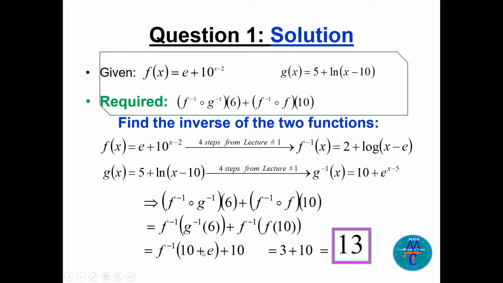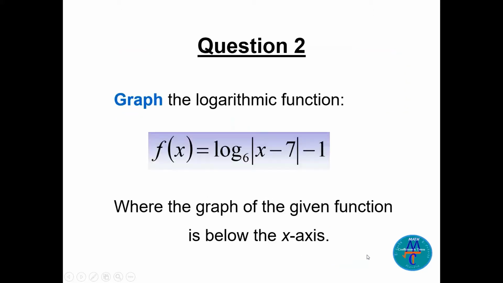Now I put 10 plus e in the inverse of f here. So in the x, I put 10 plus e, and there is a minus e there. So it will be log of 10. Log of 10 is 1, plus 2 is 3, plus this 10 here will be 13. That is the answer.